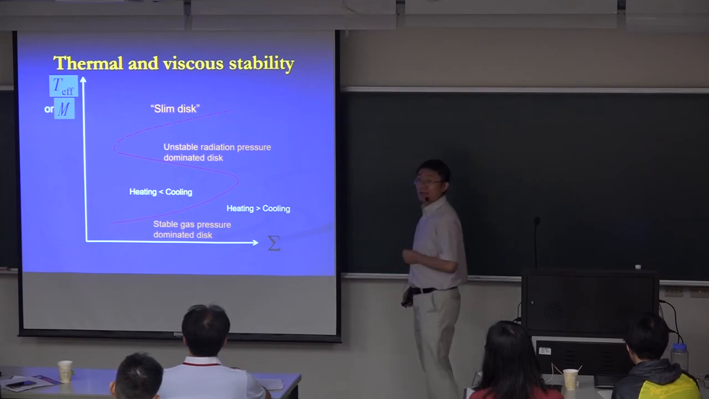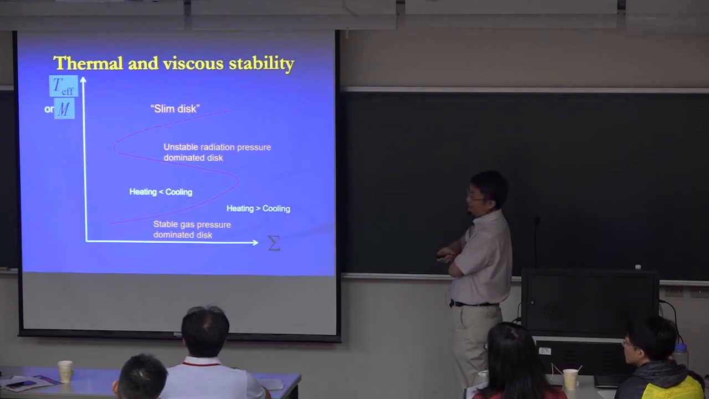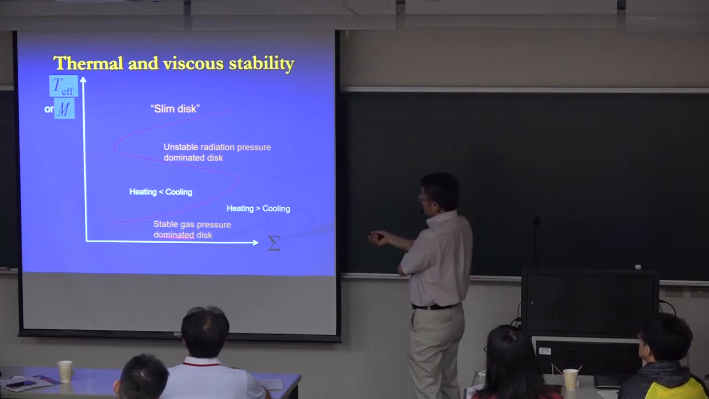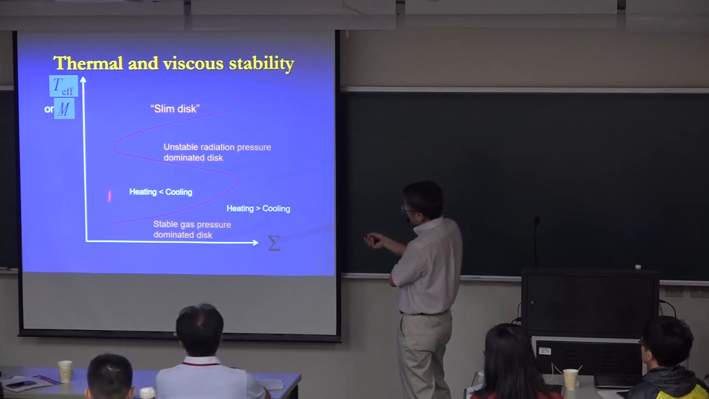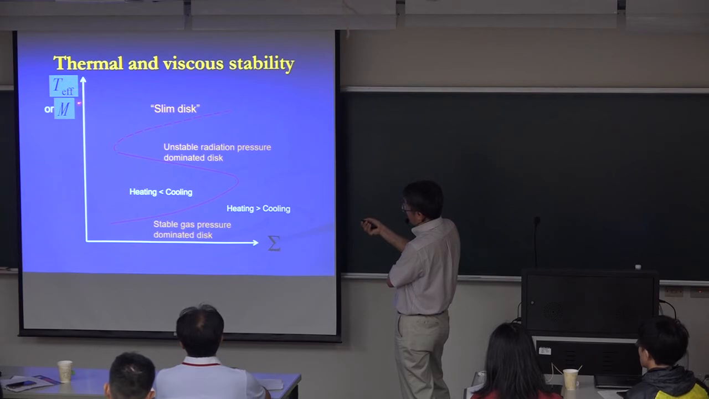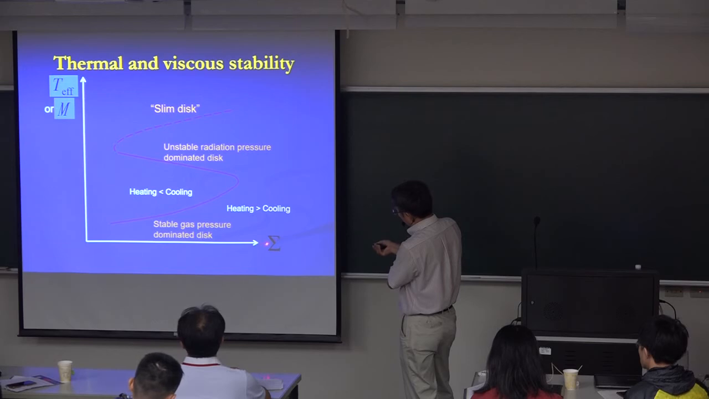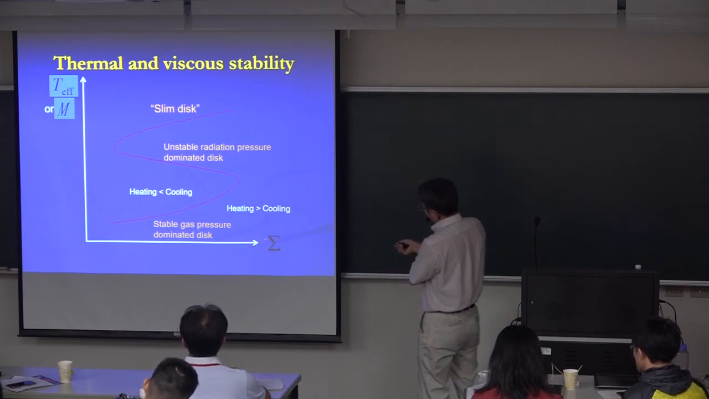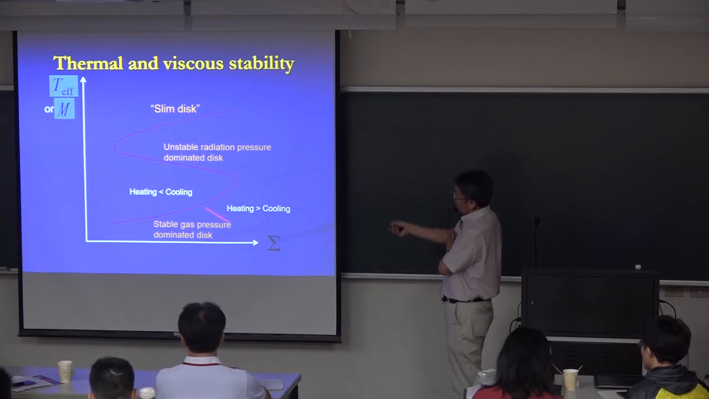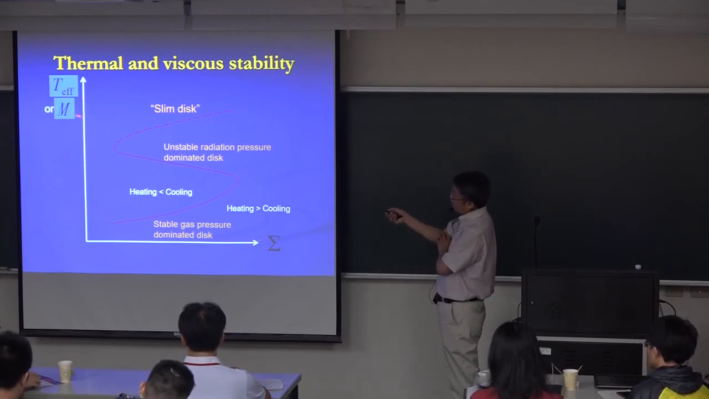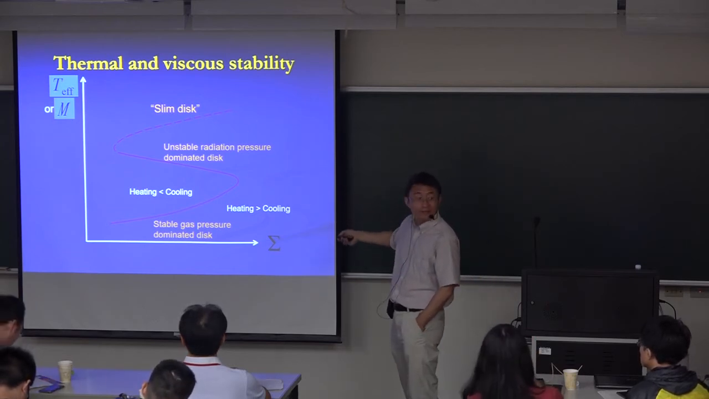Okay. Then let's talk about the thermal and viscous stability of the thin disk. This is a very commonly used diagram in black hole accretion. The y-axis can be effective temperature or accretion rate, and the x-axis is the surface density of the accretion disk. So we solve for these two quantities. If I change the value, for example, of the accretion rate, we will get this kind of S-shaped curve.